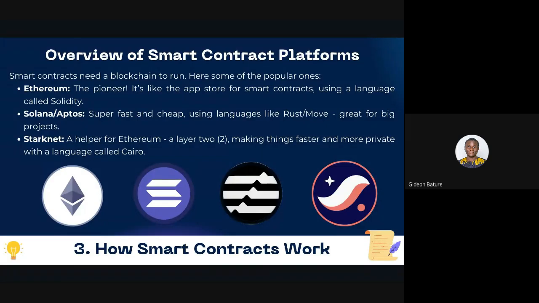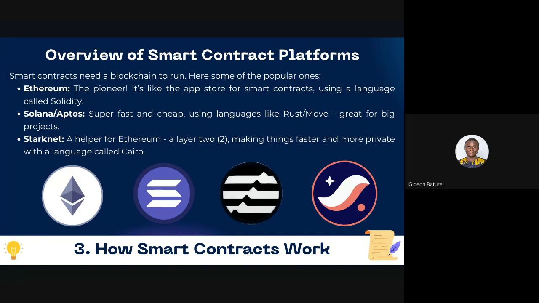All right. So Ethereum being the pioneer, it's like the app store for smart contracts. And it uses a language called Solidity. Now, we also have Solana and Aptos. Just like I said, there are others. There's Sui, there's Movement, like that. Solana and Aptos are very, very fast. And they're also cheap. In fact, I think Aptos gas fee is as low as $0.0001. It's very, very low.